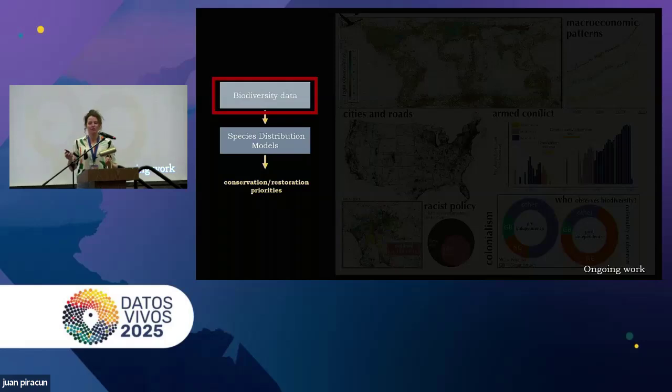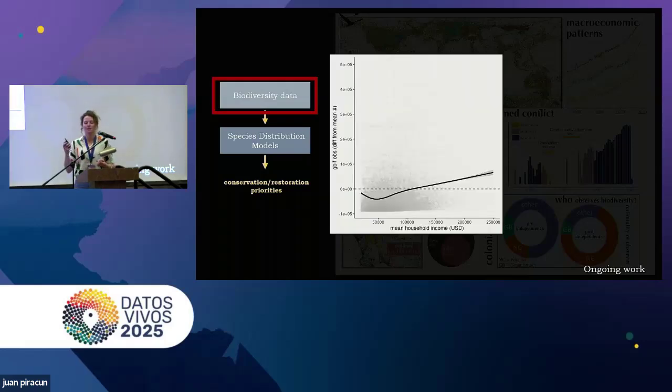We've started to explore some of these ideas. Here you can see on the x-axis mean household income of a census tract, just for the US, and density of GBIF observations, normalized by the mean number. Don't worry about it too much. The gist is that, unsurprisingly, we have fewer observations in low-income census tracts than we do in high-income census tracts in the US.